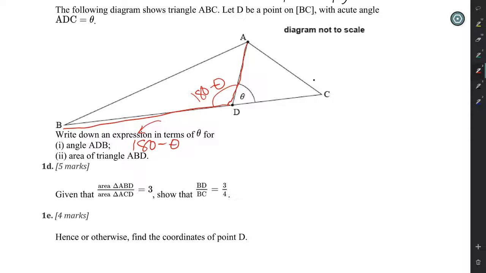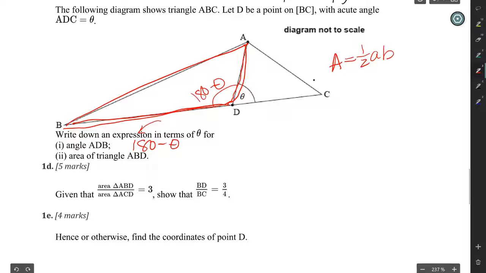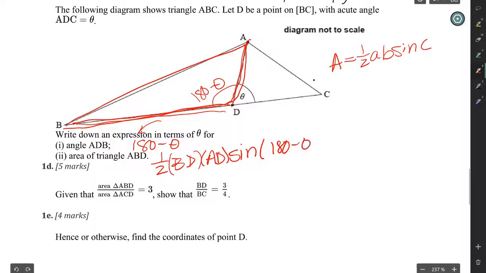Now we want to write down an expression for the area of triangle ABD. So ABD is this triangle I've outlined in red. Thinking back to Unit 1, we learned an area formula is 1/2 ab sine of C, where a and b are sides that are adjacent to angle C. So if I look at what I have, I can do 1/2 BD times AD times the sine of 180 minus theta.